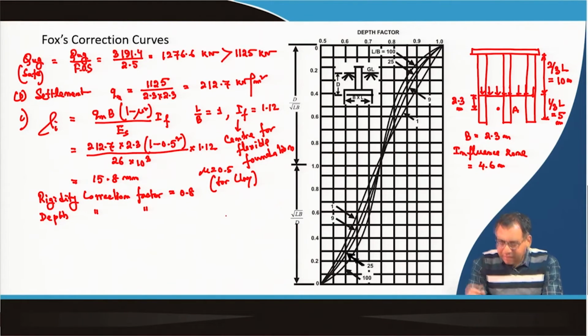Now, here in my shallow foundation design, I considered the upper part of this chart, that was d by root LB. So, this chart was given in the IS code.